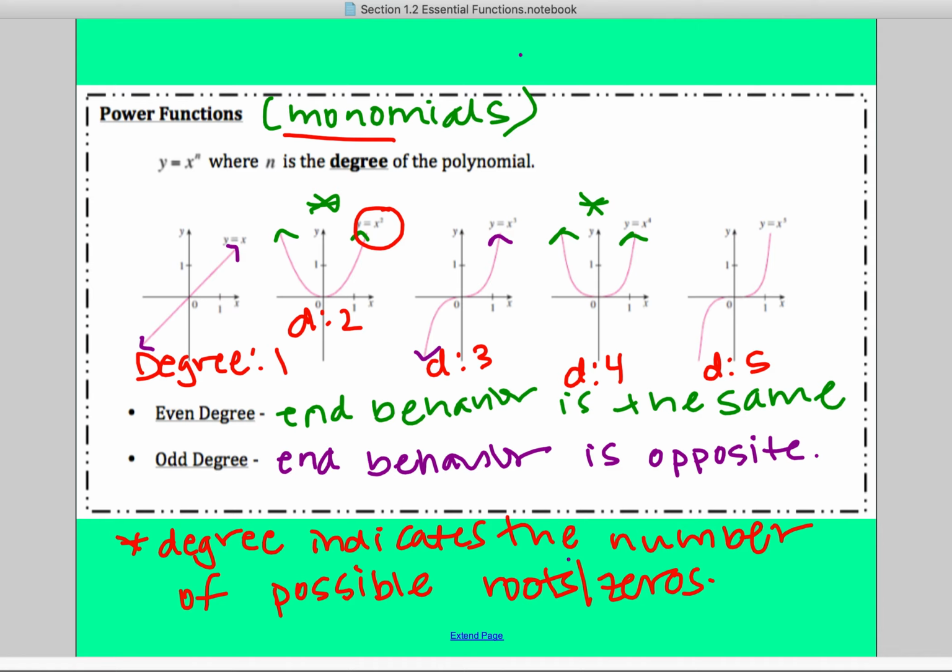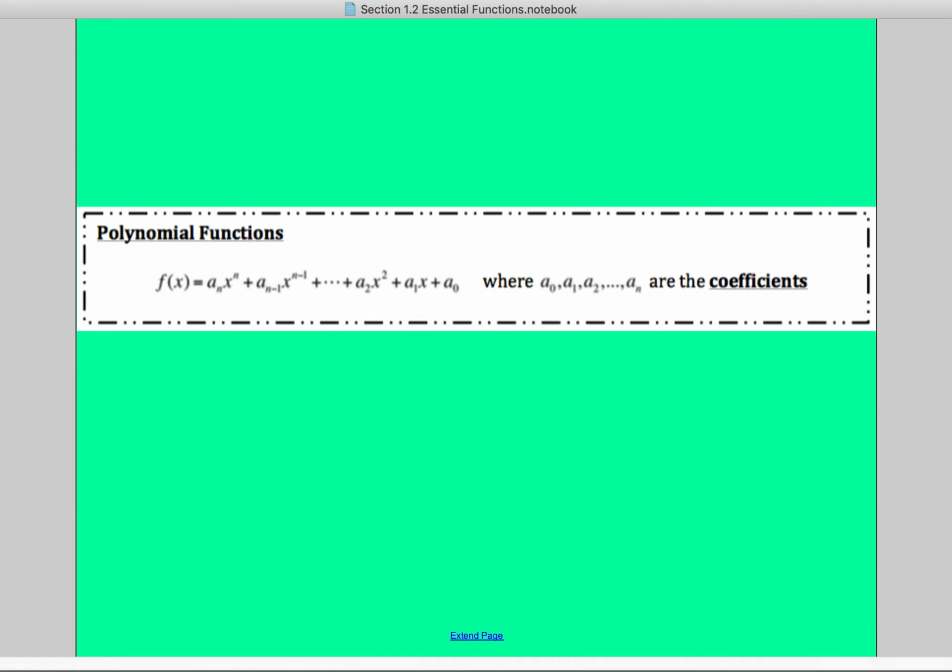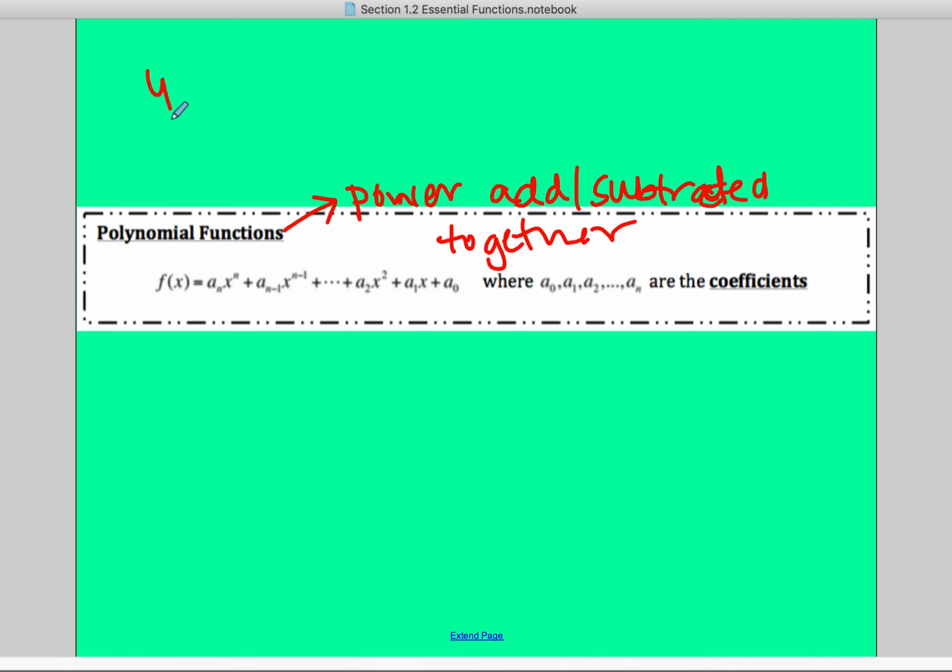And then the last thing I want to touch on here is your polynomial functions. Polynomial functions are a whole bunch of power functions added or subtracted together. That makes up your polynomial. So y equals x squared is a power function, because it's a monomial. And then y equals x squared plus 3x minus 2, that's a polynomial because there's more than one term. Poly means many. So that is your power and your polynomial functions.